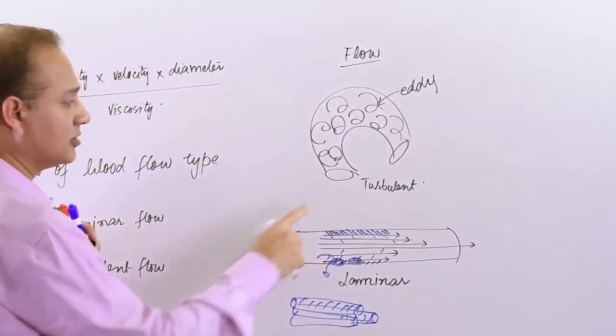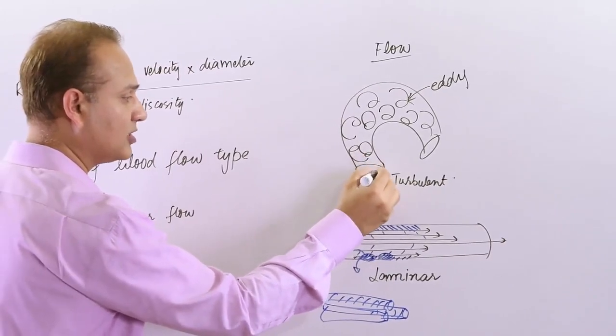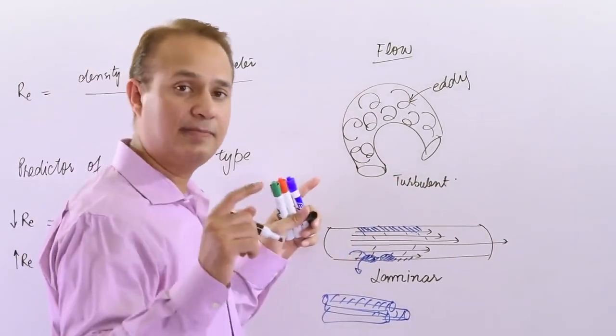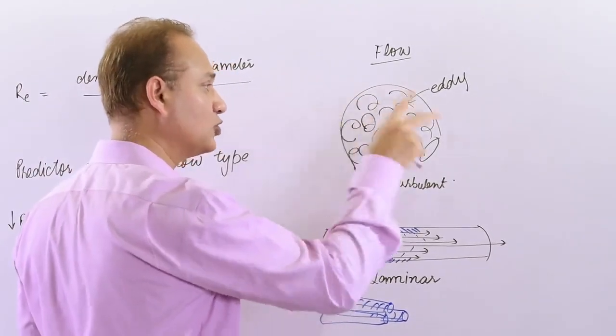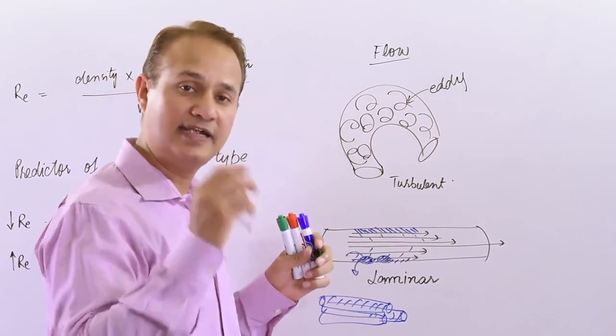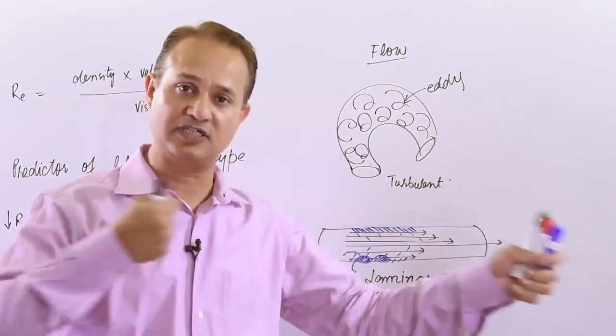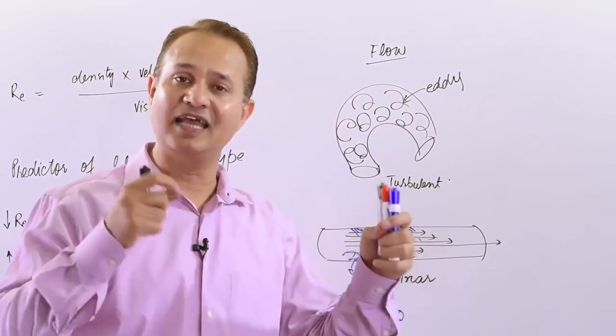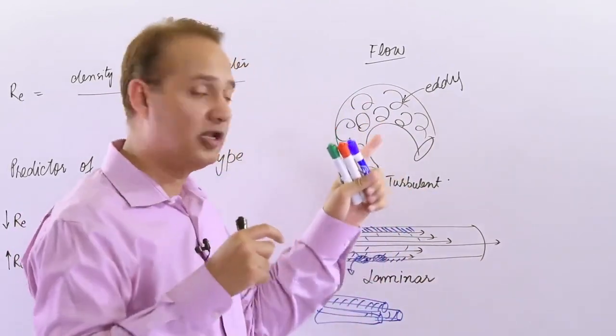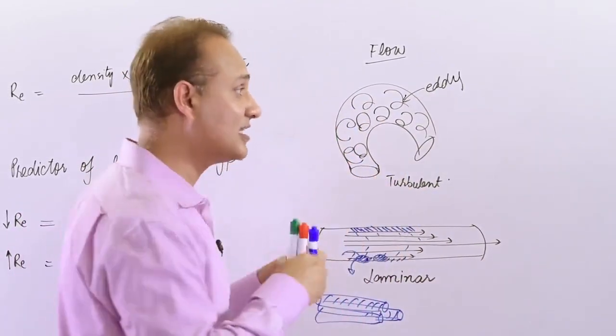What is the problem with the turbulent flow? Is that a good thing or a bad thing? Well, to an extent it's okay, but when the blood continues to hit against the vessel walls, it keeps damaging them because it keeps stretching. It's like if you take a balloon and you keep stretching it, slowly the elastin in the vessel walls starts breaking, starts fragmenting.